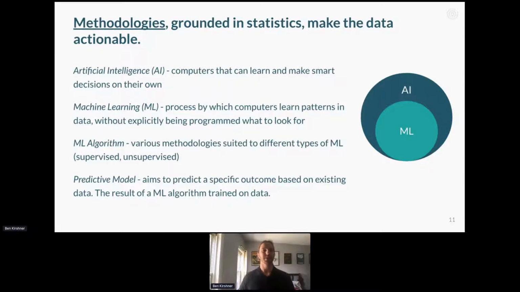Finally, my last methodological buzzword is a predictive model. A predictive model is the result of machine learning and a machine learning algorithm. What it really does is aim to predict a specific outcome based on existing data and the patterns of that existing data. A predictive model example might be a likely sustainer model or a likely donor model or a likely activist model, someone that perhaps is prone to sign a petition for your organization.